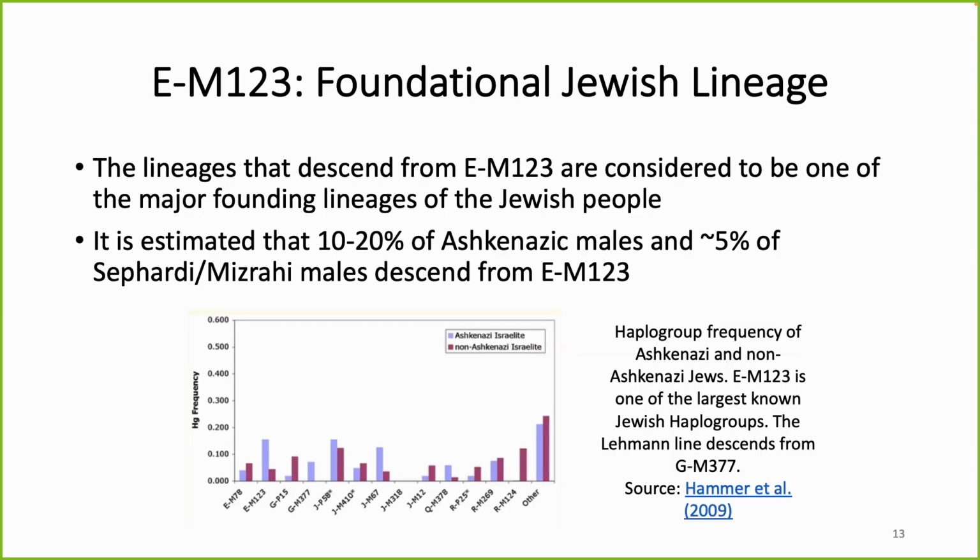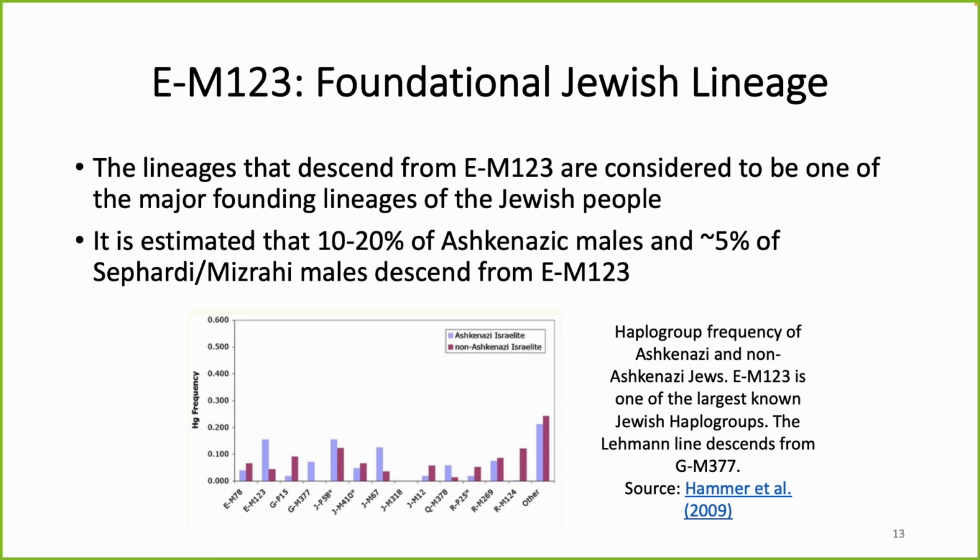And I do want to talk about EM123 a little bit more, because there are several lineages from EM123 that are Jewish today. Actually, there are more than several. There are a bunch. And because of that, it is believed to be one of the major founding lineages of the Jewish people.